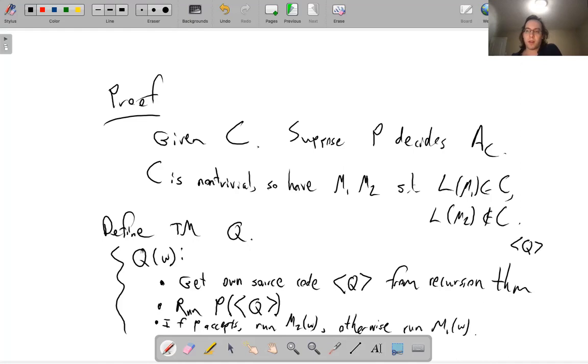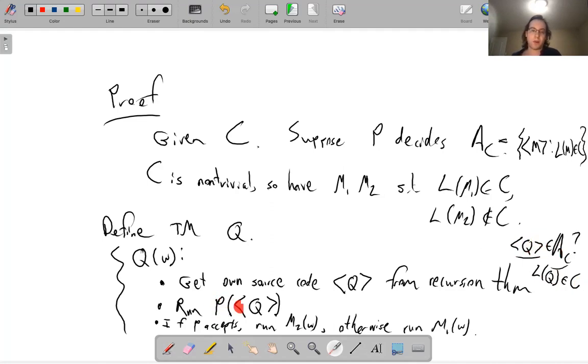Now the question is, what happens? Is this description really in AC? Note that if Q is in AC, of course, this is equivalent to saying that L of Q is in C. That's by the definition of AC, the descriptions of machines such that L of M is in C. So Q being in AC is equivalent to L of Q being in C. Suppose that Q is in AC, then when you run P of AC, it will accept.